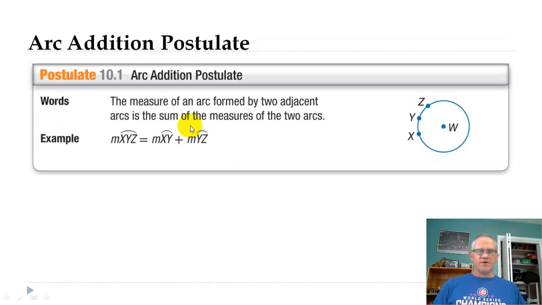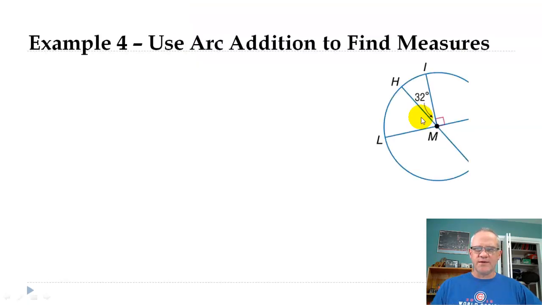All right, arc addition postulate. This just means we're talking about two arcs here. If you had this arc XY, the measure of that, and then you added the measure of YZ, you could just add those together to get the measure of arc XYZ, the whole thing. It's pretty straightforward, so I don't think I have to go into a whole lot of that.